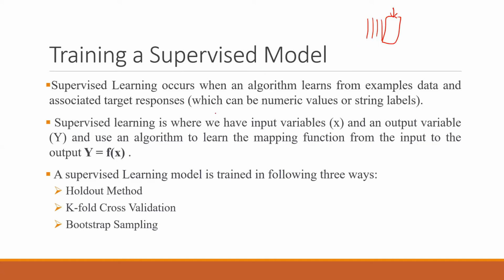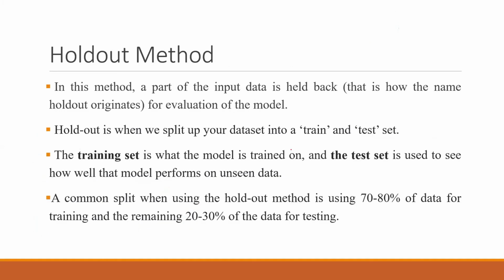Supervised learning is where we have the input variables x and output variable y, and this has been discussed earlier also. So I will move directly to these things. Now we can train our model using three methods. One method is the holdout method, the second one is k-fold cross validation, the third one is bootstrap sampling. So these are the three methods which can be used in supervised learning models.